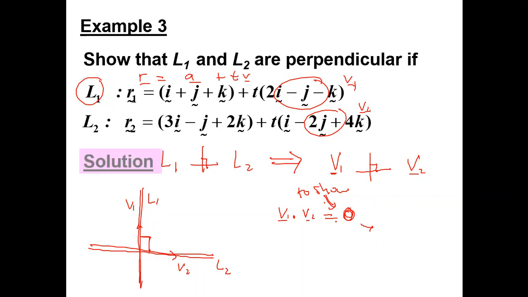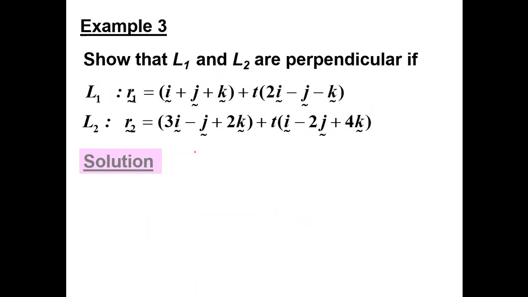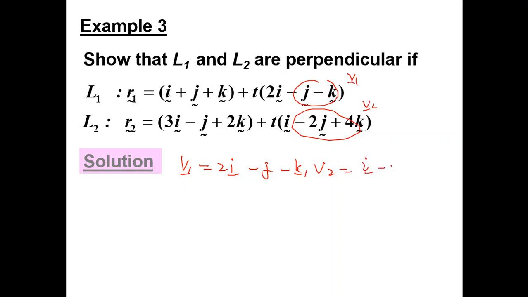Next step, you need to determine V1 and V2, then substitute on the left hand side to show that it is equal to 0. So vector V1 is equal to 2I minus J minus K, and vector V2 is equal to I minus 2J plus 4K.